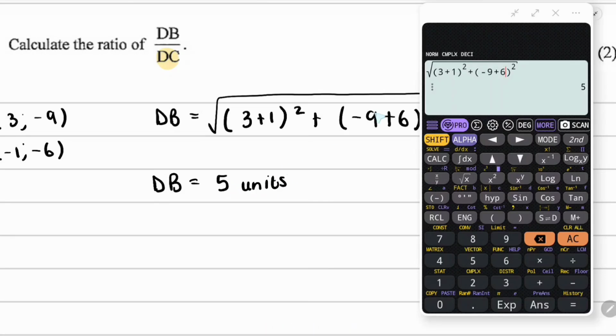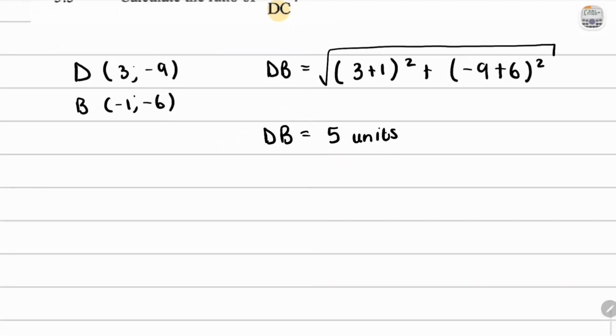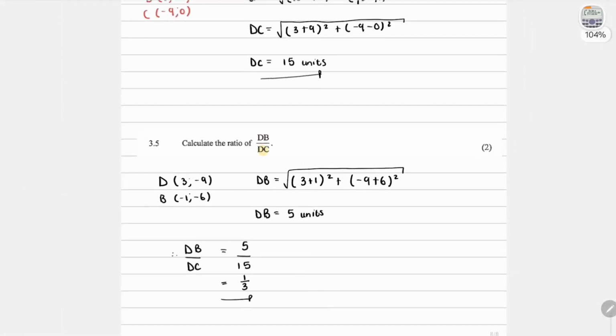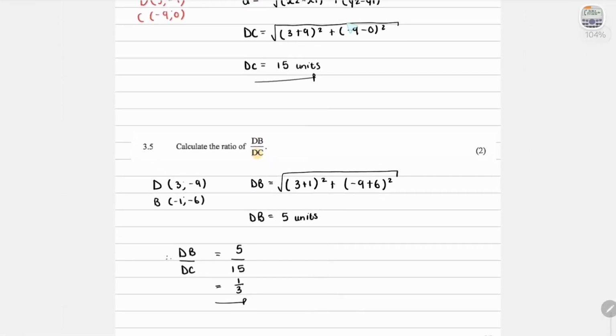Okay, and now we'll be able to find what DB over DC is. So therefore, DB over DC is equal to 5 over 15, which is just going to simplify to 1 over 3. And that is our answer. Okay, so moving on to the next question.